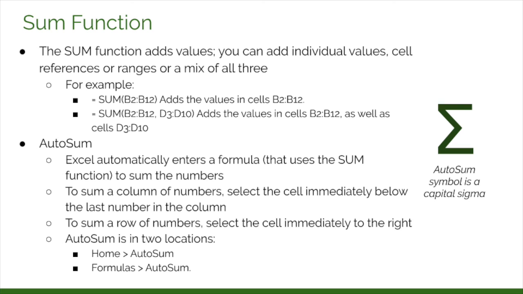You can use the SUM function by using AutoSum. Excel automatically enters a formula that uses the SUM function to sum the numbers. To sum a column of numbers, select the cell immediately below the last number in the column. To sum a row of numbers, select the cell immediately to the right. AutoSum can be found in two locations, on the Home tab or on the Formulas tab. The AutoSum symbol is a capital sigma, which is pictured to the right.